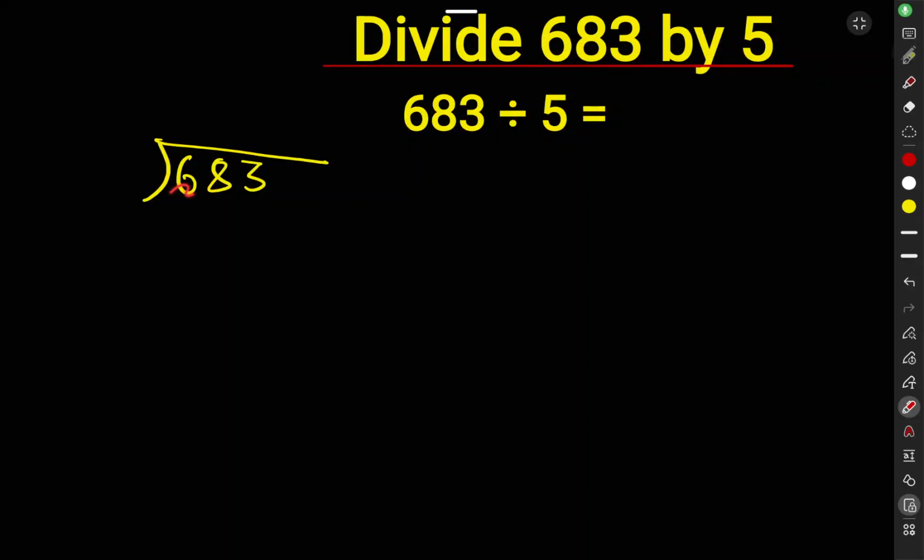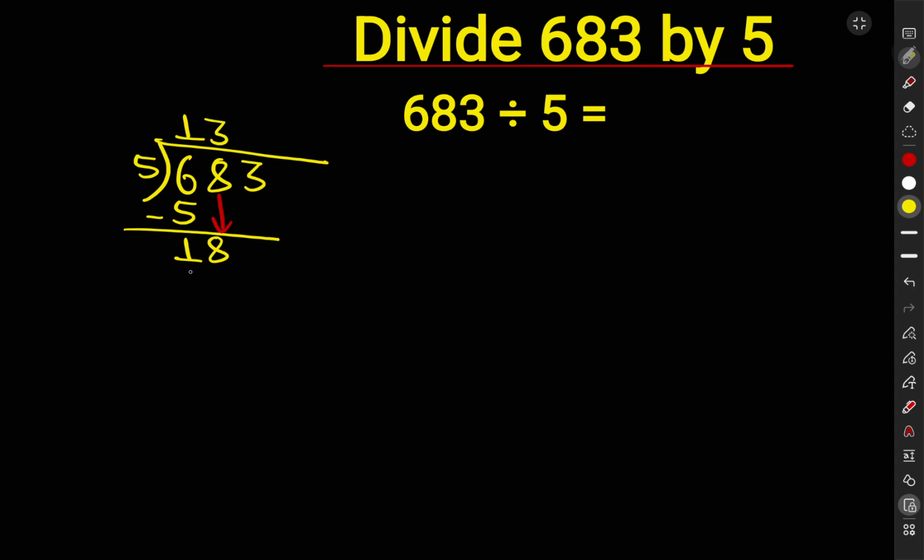Here we divide 683 by 5 in long division method. 5 times 1 is 5. On subtracting we get 1. So now we put down this 8 and it is 18.